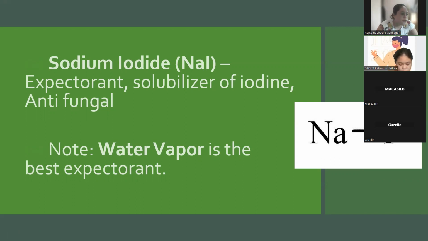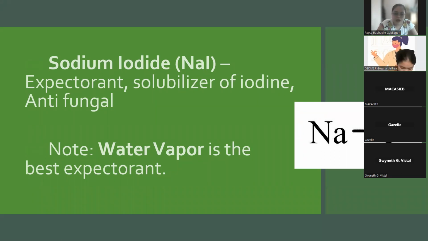Okay? Now we have sodium iodide, another compound of sodium, which we also use as an expectorant. Last time, I think I have mentioned this to you, no? When you say expectorant, what is it used for? What is our expectorant used for? What is it for? It's for expelling the phlegm. Okay, this is used for cough, most especially when we want to expel the phlegm, or release the phlegm.